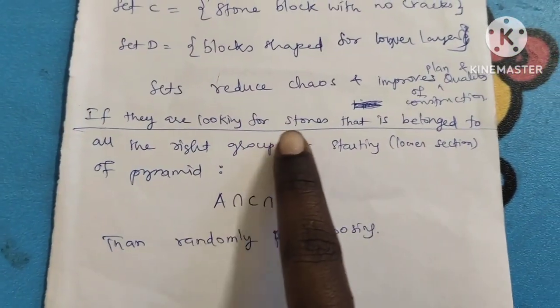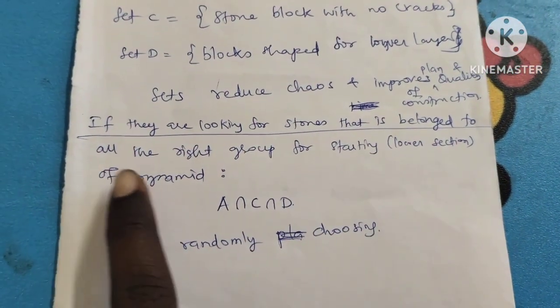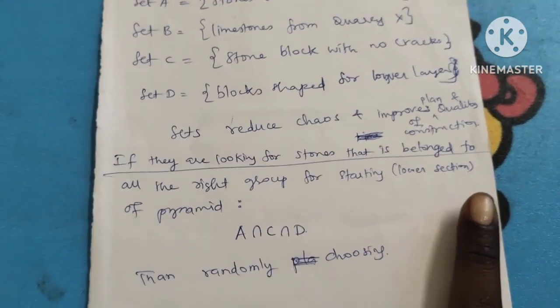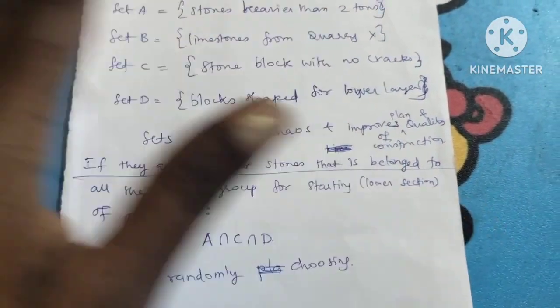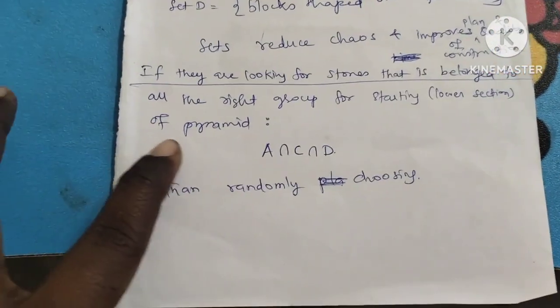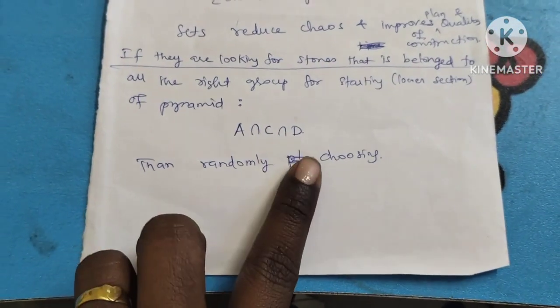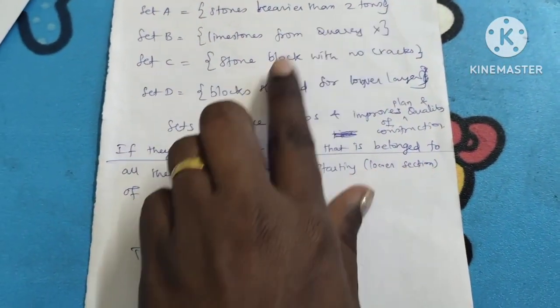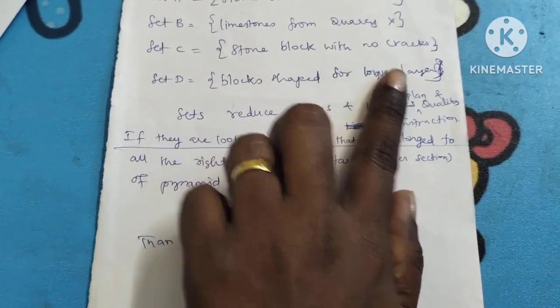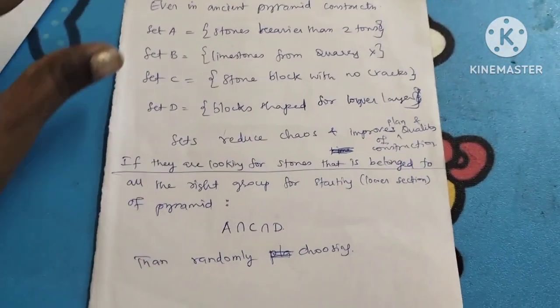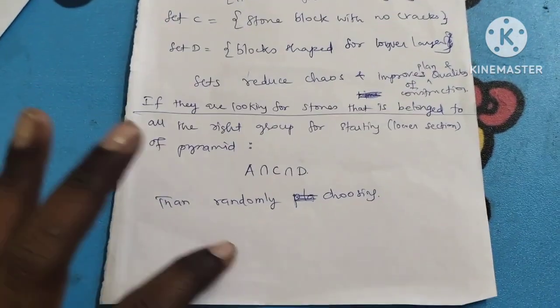If they are looking for stones that belong to all the right groups for starting, that is, if they have to start at the lower section, then the limestone from quarry X is not important. So what would the set be for the pyramid construction? A intersection C intersection D. So heavier than 2 tons, blocks with no cracks and blocks shaped for the lower layers. This way they can pick correctly by forming sets rather than randomly choosing.